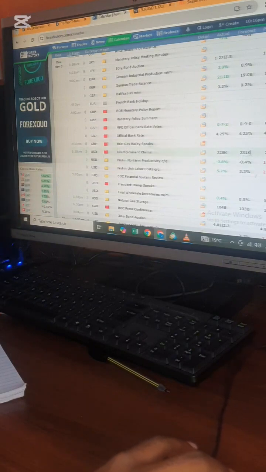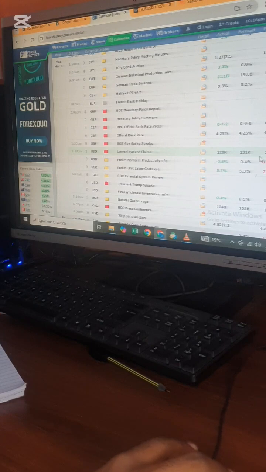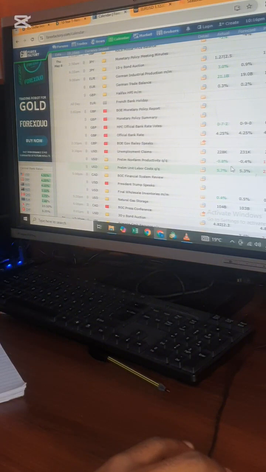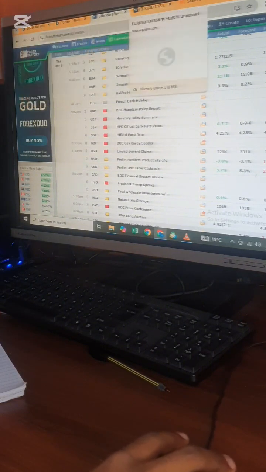We expected 231k from the previous 241k, but it came in lower than that, creating a sell on the Euro USD and a buy on the USD currencies. So I'll take you one by one.